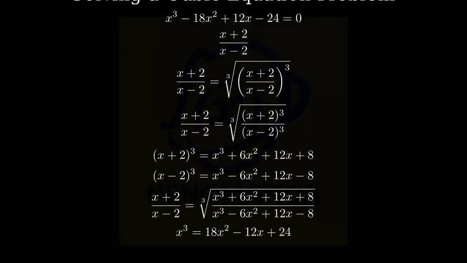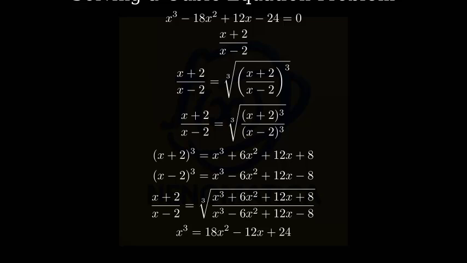For the numerator, we get 18x squared minus 12x plus 24 plus 6x squared plus 12x plus 8. Simplifying, we get 18x squared plus 6x squared plus 12x minus 12x plus 24 plus 8, which equals 24x squared plus 32.